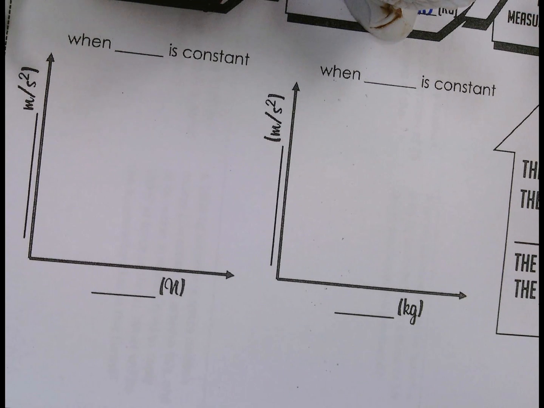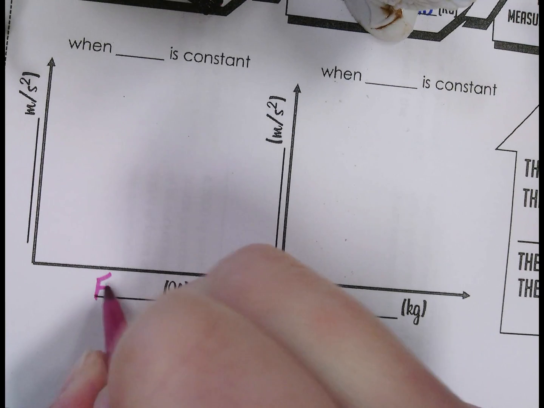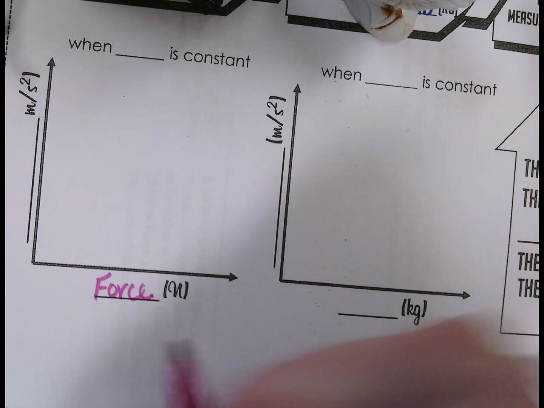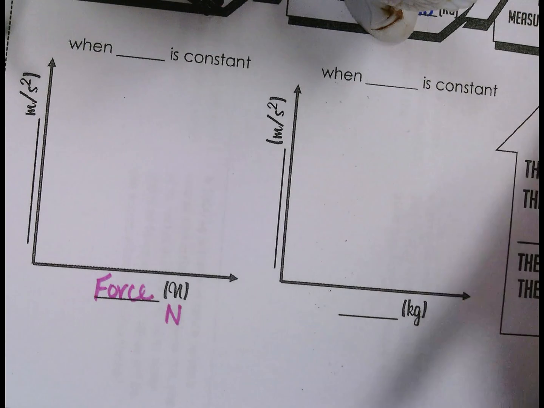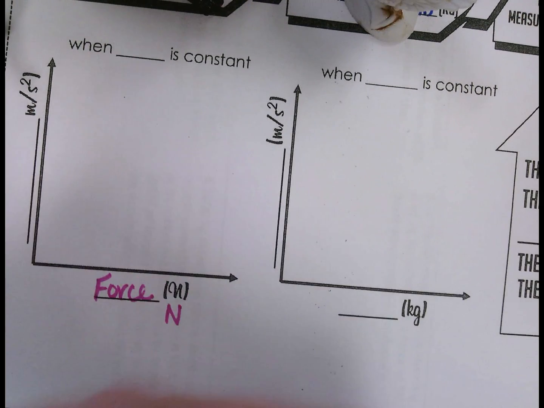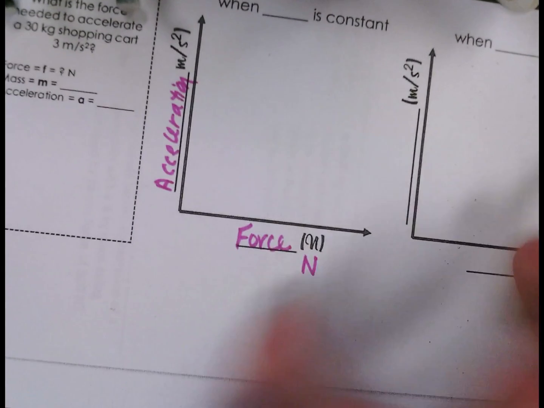So we're going to put force down here. And it is abbreviated. This is a capital N. It's kind of a cursive N. And if we know that this is in meters per second squared, what do we measure with that? We measure acceleration. Okay. So acceleration is going to go on the y-axis. Remember, y to the sky, x goes across. Here's your x, here's your y.